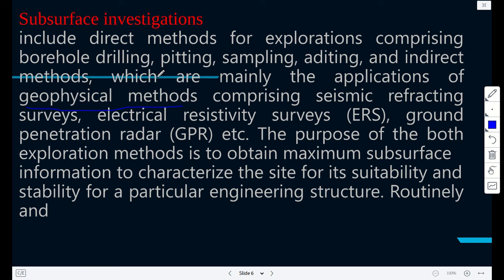And you augment this information by a geophysical method. Now, geophysical methods can scan a wide area within a very short time, and save time and money, like I have said. So the purpose of both exploration methods is to obtain maximum subsurface information to characterize the site for its suitability and stability for a particular engineering structure.